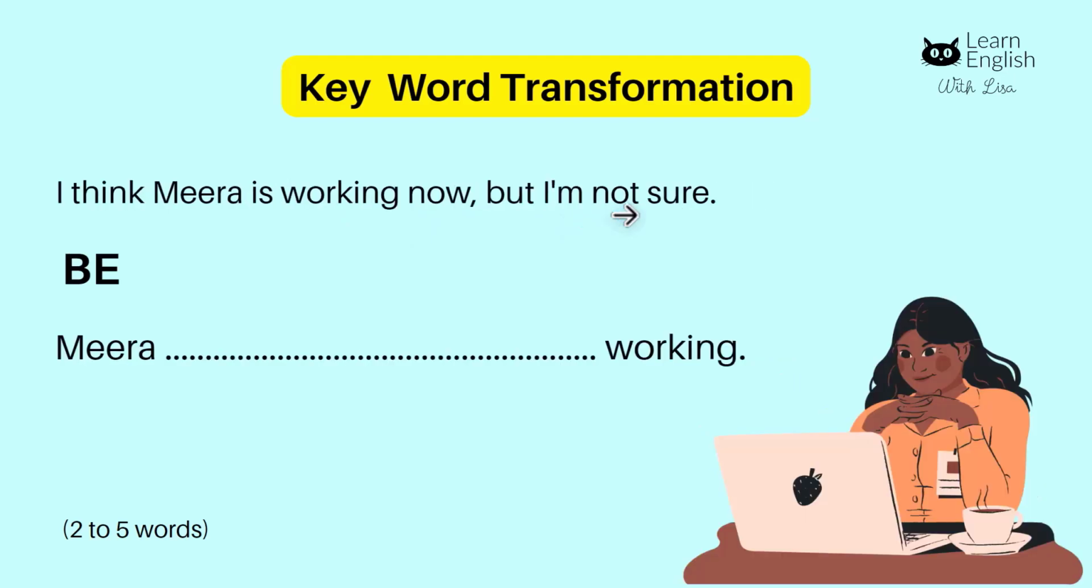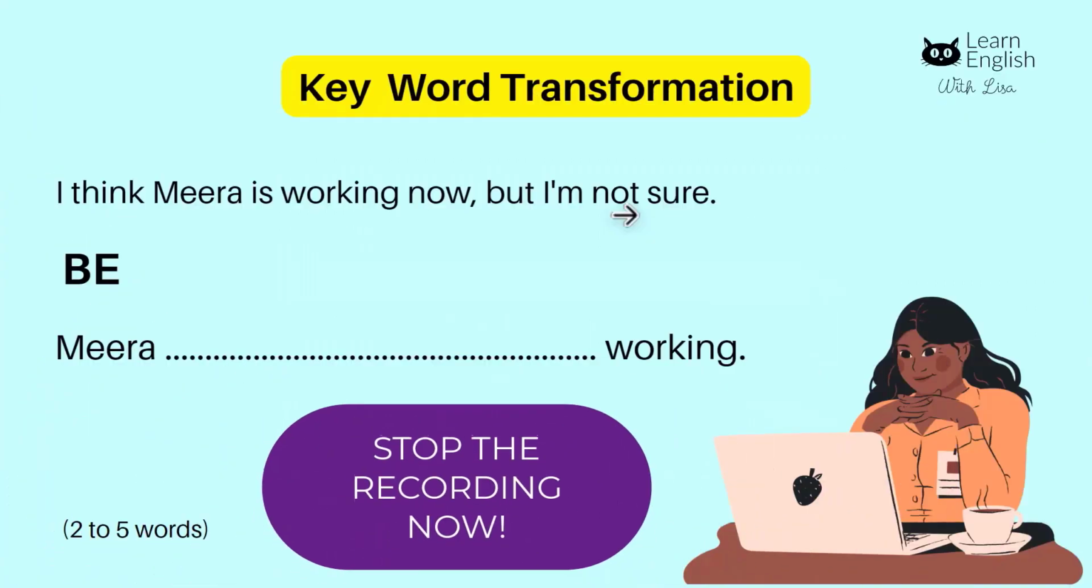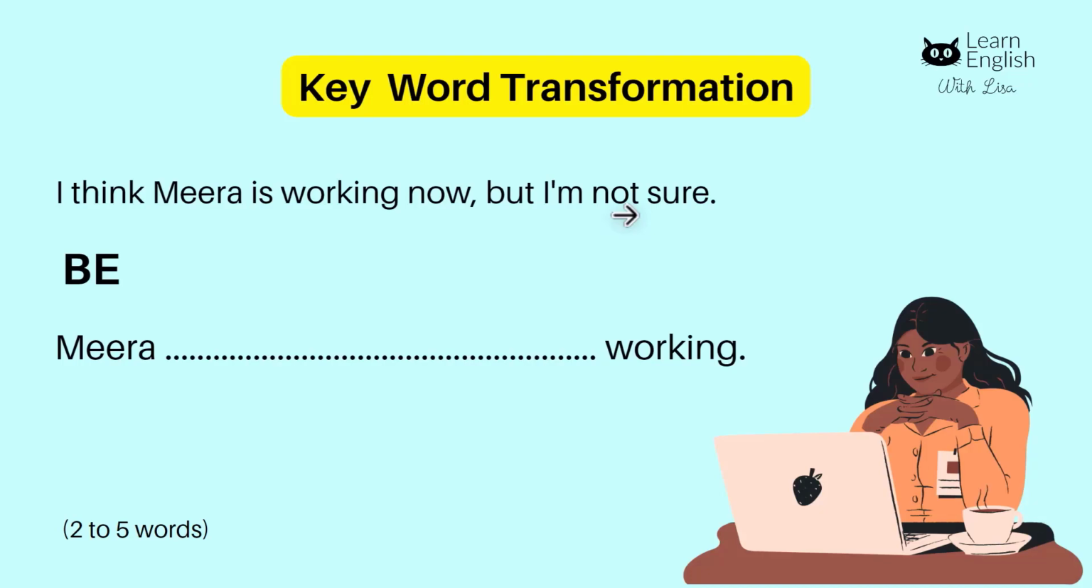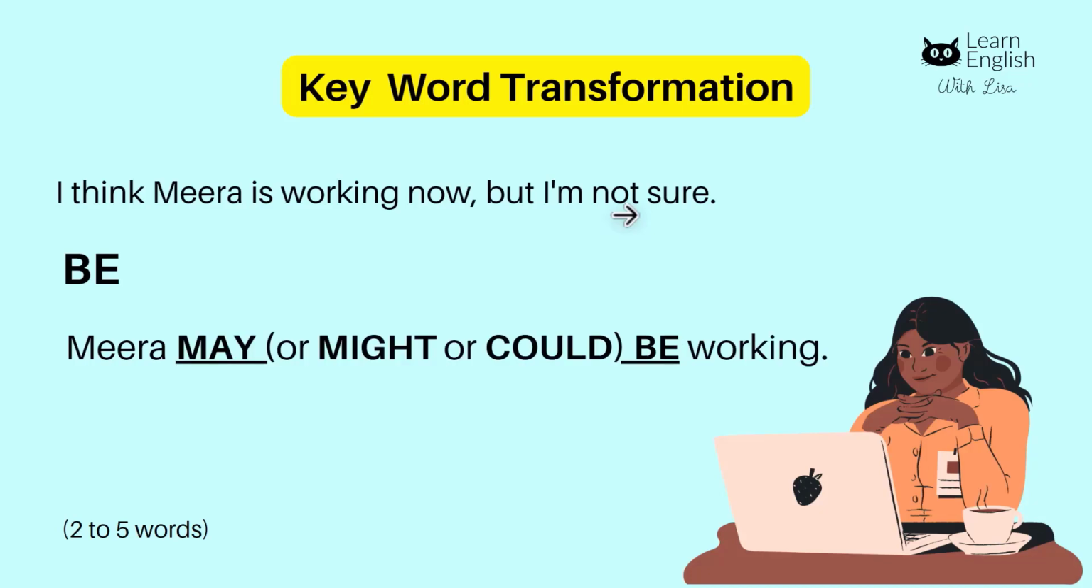Next example. Stop the recording now. The answer to this question is Mira may or might or could be working. I think that Mira is working, but I'm not sure. So when I want to express a certain level of uncertainty, I can choose between may, might, or could in affirmative sentences.